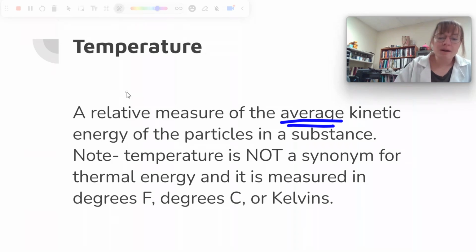Let's talk a little bit about units here. There are 3 units that we can use for temperature: degrees Fahrenheit, degrees Celsius, or kelvins.